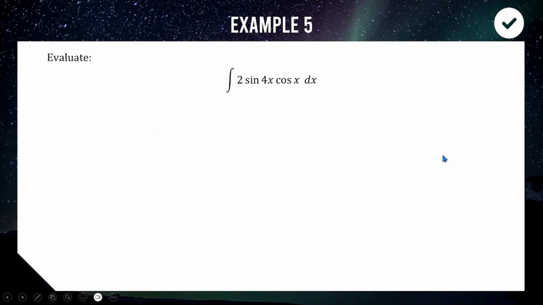Okay, and up next is example 5. Looks very scary, but once again, if you know where to start, it's actually very straightforward. We have 2 times sine 4x cos x.